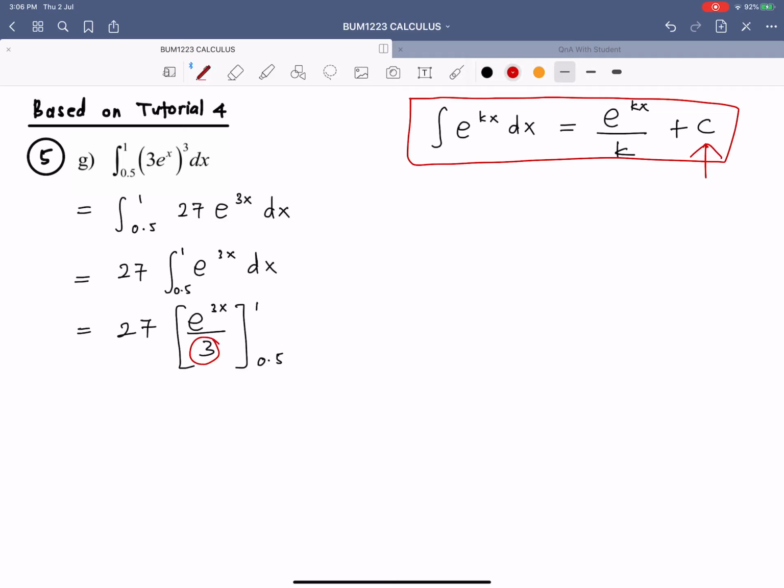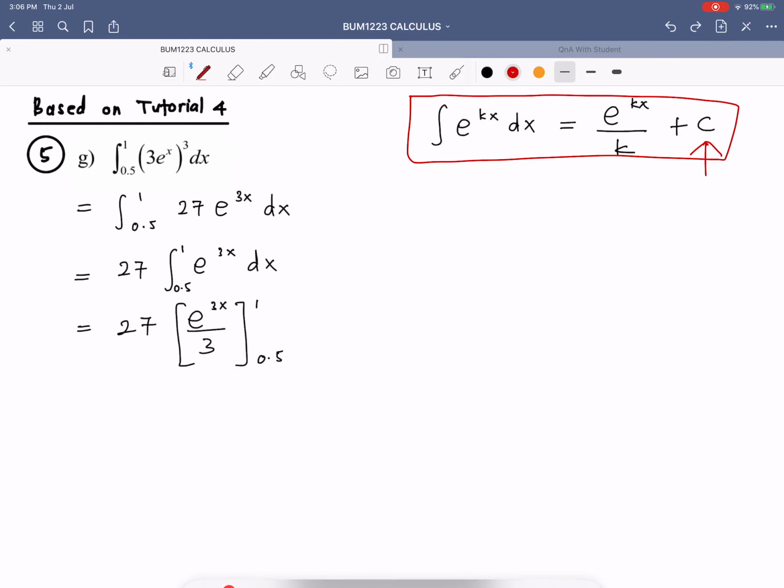Here we have 1 over 3. We will factor out 1 over 3. So we get 27 divided by 3, and then e power of 3x, x is from 0.5 to 1. So 27 divided by 3 is 9. So 9 e power of 3x, x is from 0.5 to 1.